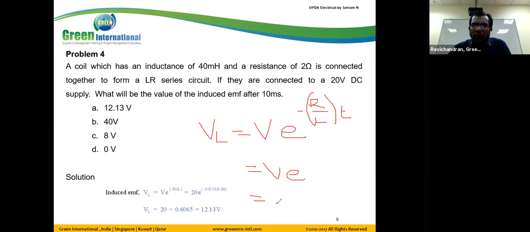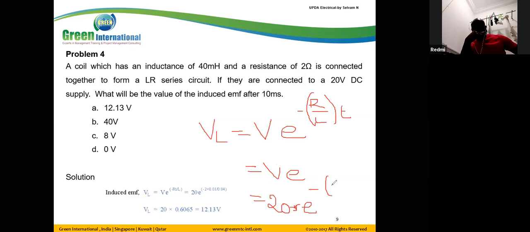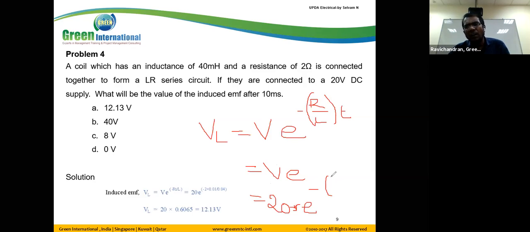So V is equal to 20 volts, 20 into e to the power of minus. So R by L is, R we get 2, L we get 40 into 10 power minus 3, into 10 milliseconds, 0.001. This is the VL. We substitute this equation, so substitute the values, and we get the value.